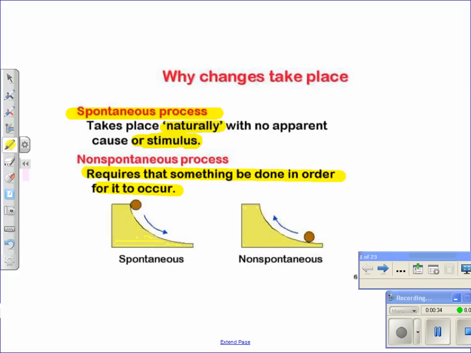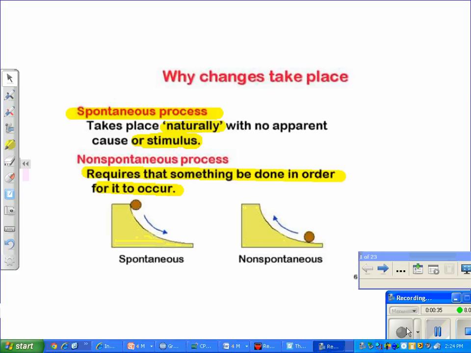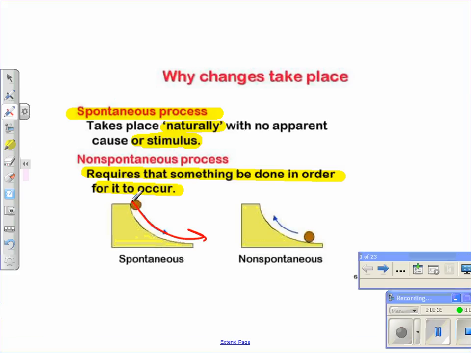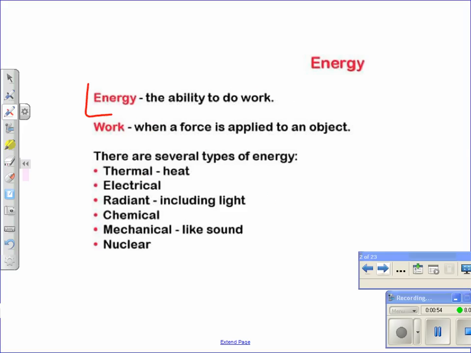So it would be like the example of a ball rolling down a hill is spontaneous. If you set a piece of ice out on your table at home, it will spontaneously melt. A non-spontaneous reaction would be like a ball rolling up a hill. The only way you could get the ball to roll up a hill is you'd have to add energy to it. The definition of energy is the ability to do work.